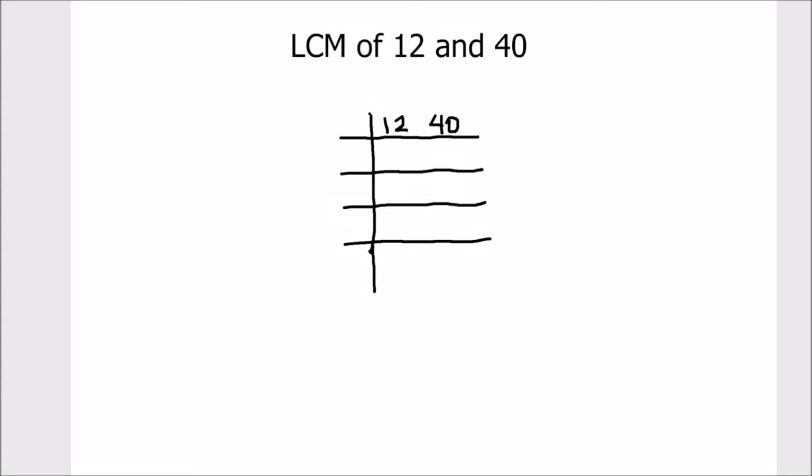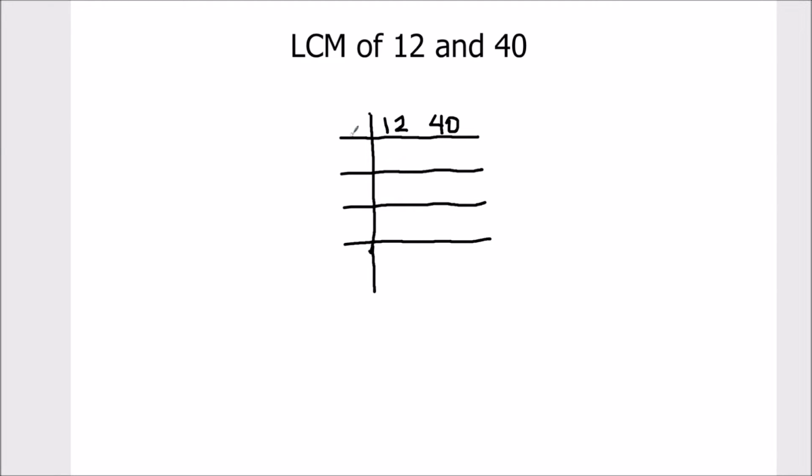Hello students, in this video we are going to learn how to find the least common multiple of 12 and 40. For finding the LCM of 12 and 40, we are going to find the factors of 12 and 40 by using the prime factorization method. In this method, we divide numbers by prime numbers and find their factors.